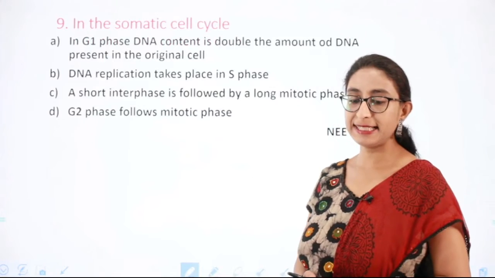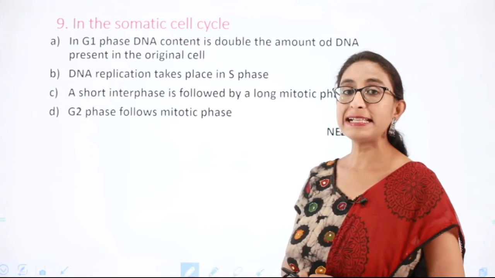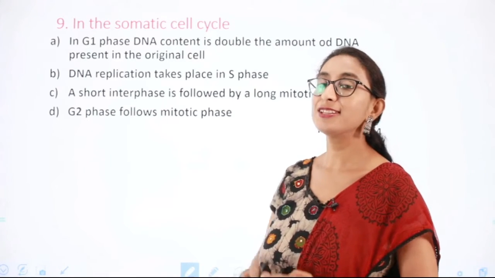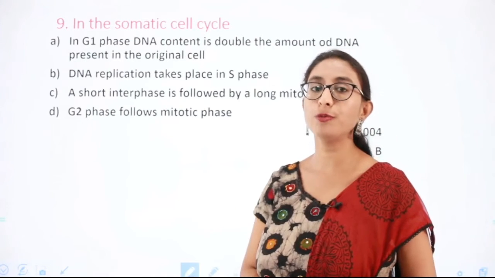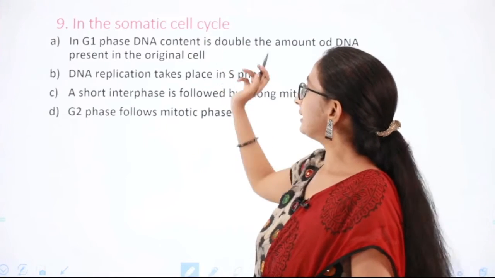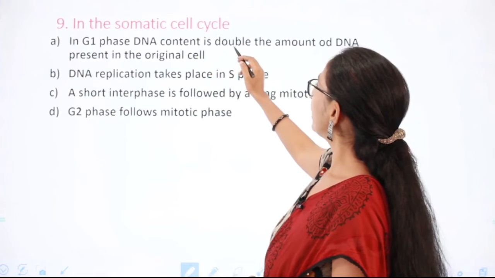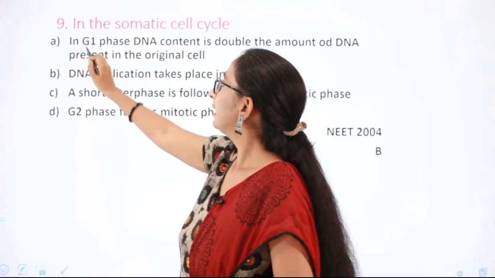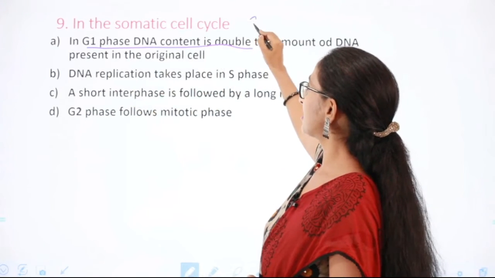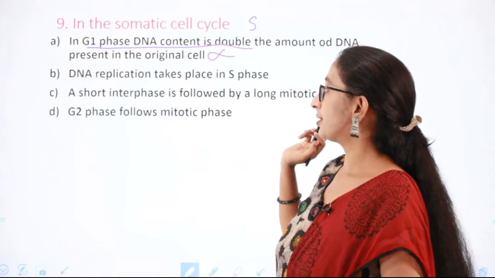The somatic cell cycle. Somatic cells are haploid or diploid? They are diploid in nature. Somatic cells have two sets of chromosomes, one coming from the father and one coming from the mother. So, in the somatic cell cycle, the G1 phase DNA content is double. First of all, DNA content doubling happens in the S phase and not in the G1 phase. So, this is the wrong option.